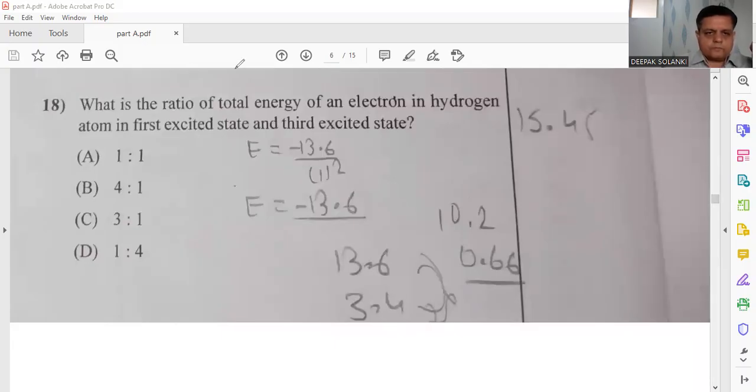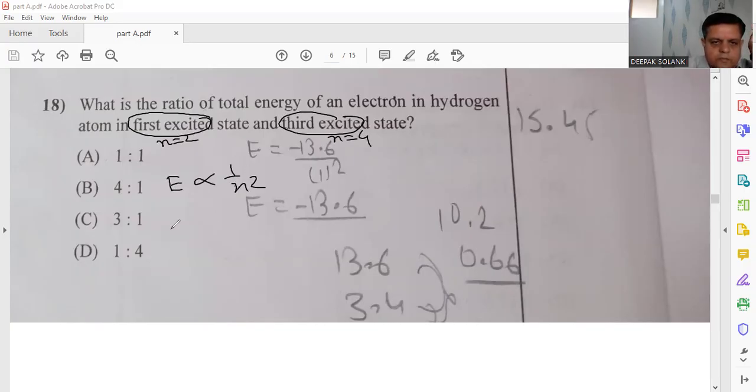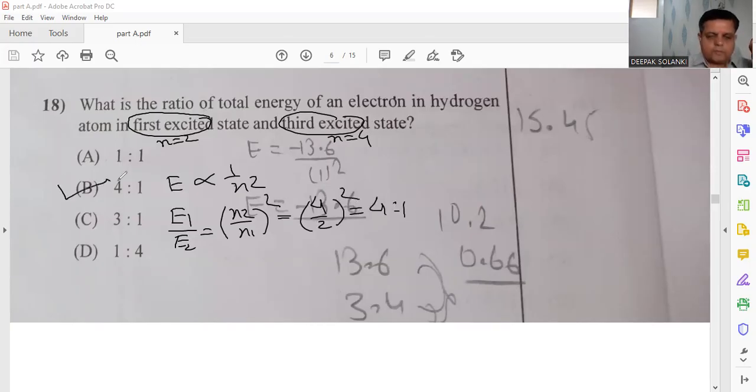What is the ratio of total energy of an electron in hydrogen atom in first excited state and third excited state? For the first excited state, your n is equal to 2, and for the third excited state, your n is equal to 4. Now, E is proportional to 1 by n square. So E1 by E2 is n2 by n1 whole power 2, so 4 by 2 squared, that is 4. So it is 4 is to 1. Understood? Any doubt?